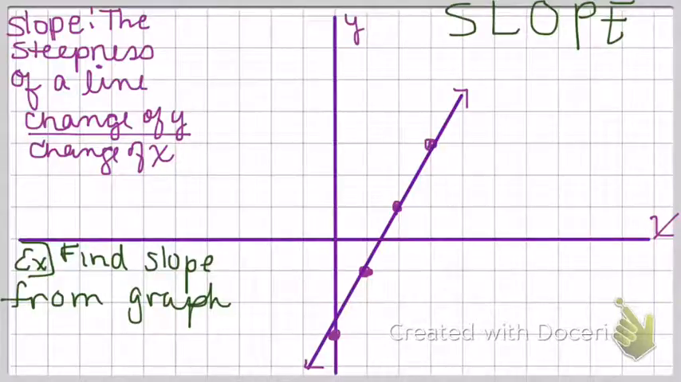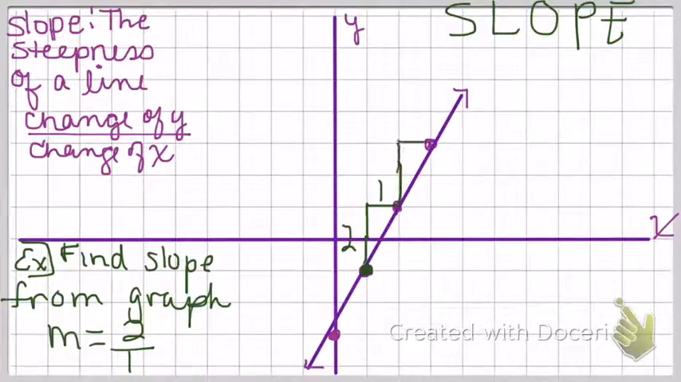So for this example, I'm going to pick out one point, say this one, and I would count up 1, 2, and over in a positive direction 1. So this line has a slope of 2 over 1. And again, if you were to keep doing that, it's going to be consistent: up 2 over 1, up 2 over 1. That slope will continue like little stair steps.